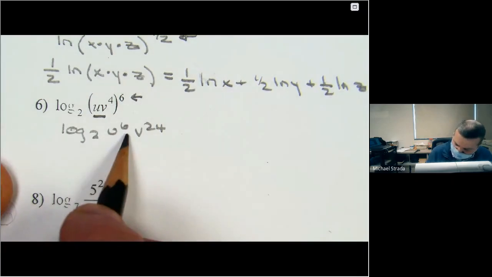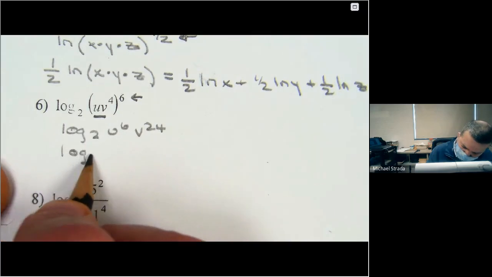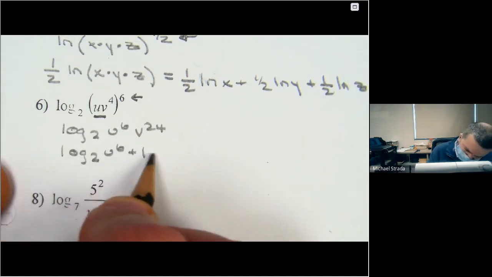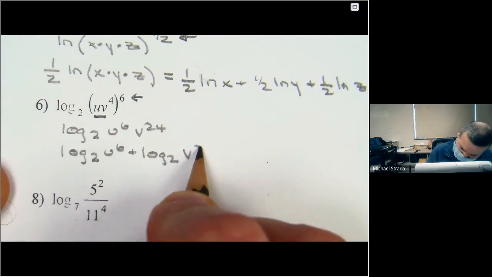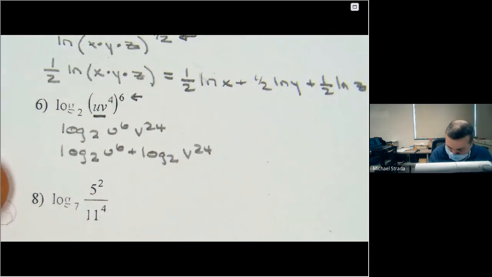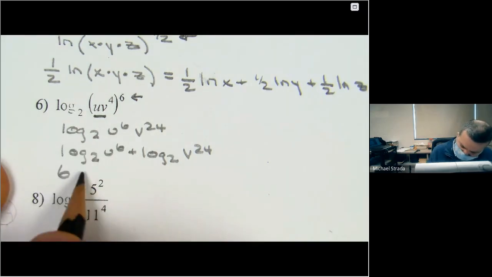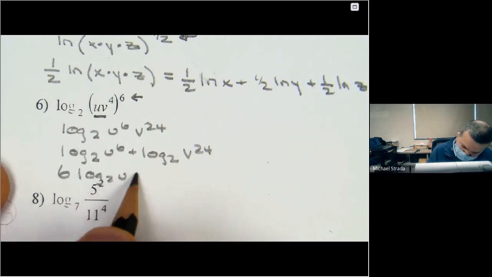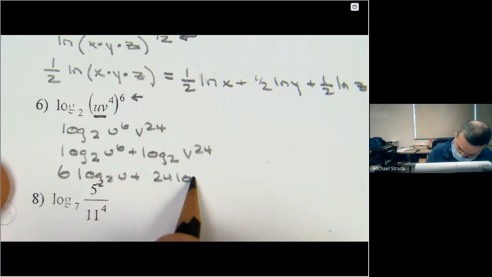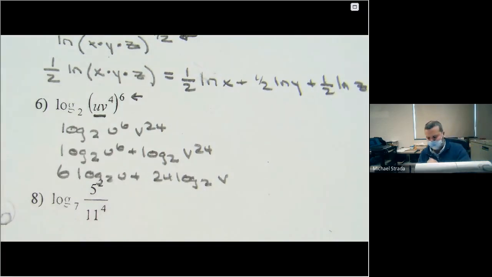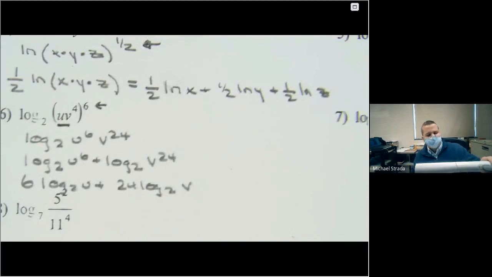Multiplication gets replaced with addition. So that becomes the log base 2 of u to the 6th plus the log base 2 of v to the 24. Personally, this is the way I do it to make it easier on myself, but you can do whatever you'd like. Which then we take the exponent, 6 log base 2 of u plus 24 log base 2 of v. So if you would, take those ideas and work on number 7.